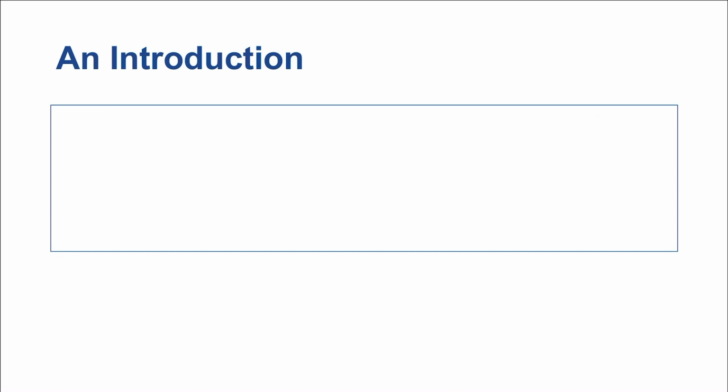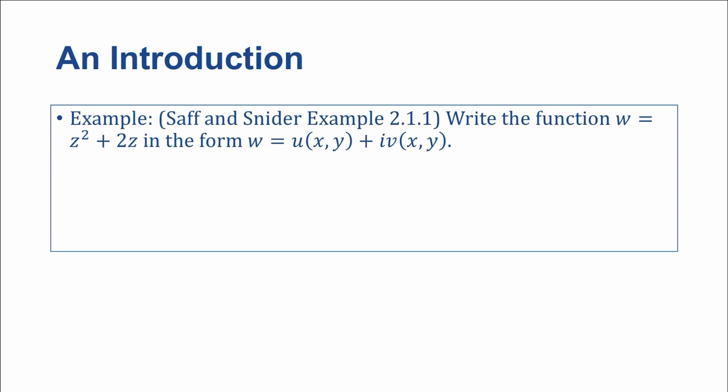As a part of our introduction, let's do a couple of easy examples just to visualize and describe what complex functions might look like. We're not going to spend a lot of time on this because I find it to be relatively trivial and not a good use of our time, but we will discuss it briefly. This example is Saff and Snider's example 2.1.1, and we would like to write the function w equals z squared plus 2z in the form w equals u of x, y plus i v of x, y.